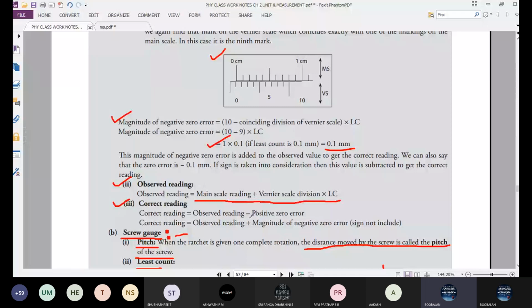Now you take notes. Tomorrow in class I will show you the video. Now, because of a technical problem, I can't show the Vernier caliper and screw gauge video. Tomorrow I will show you. Okay, now everyone take notes.